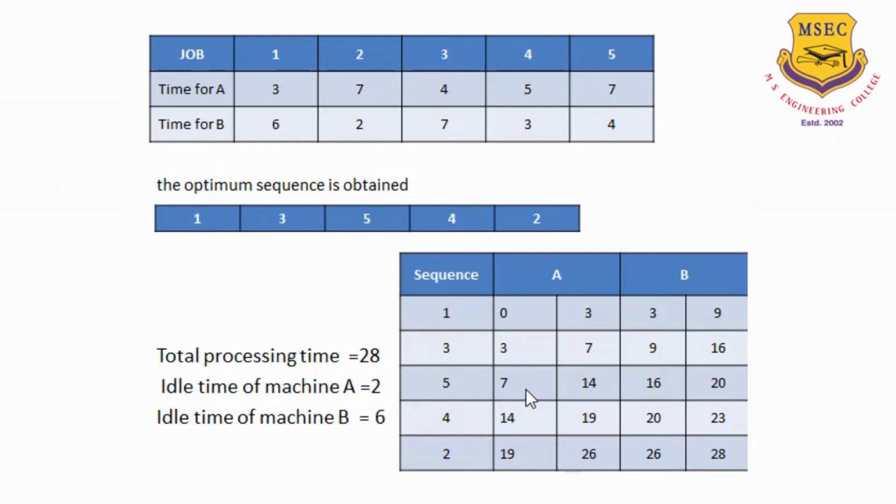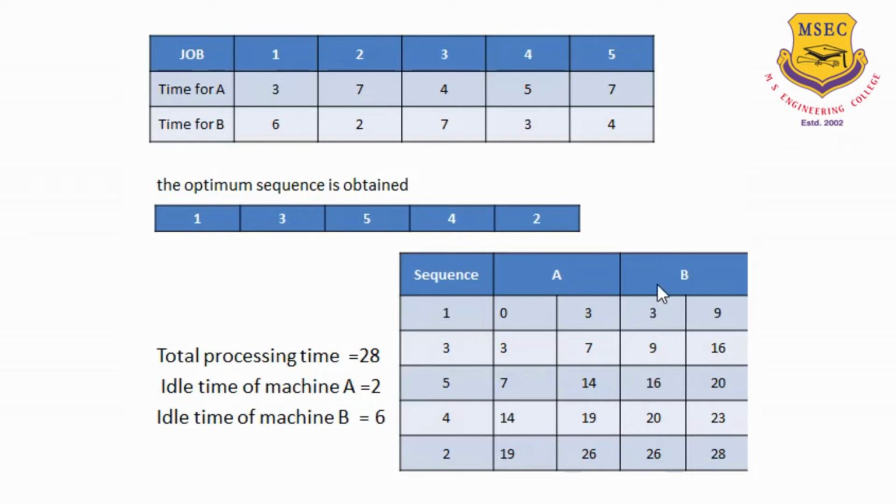Next, the fifth job. So 7 becomes the input time and the fifth job is going to take 7 units of time. So 7 plus 7 becomes 14. The next input time for job 4 becomes 14. Now how much time is job 4 going to take for A? That is 5. So 14 plus 5, 19. The next input time for the second job is 19. The second job on machine A is going to take 7. So 19 plus 7 is 26. That's how we compute the times for machine A.